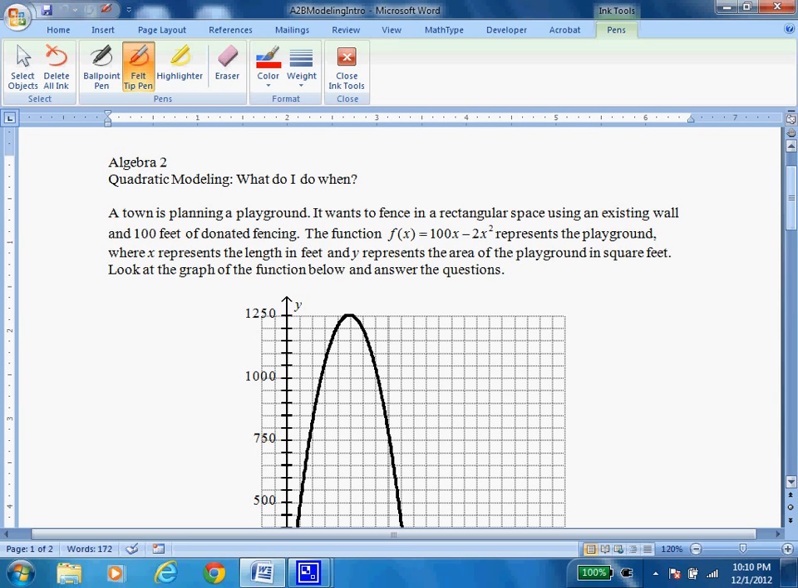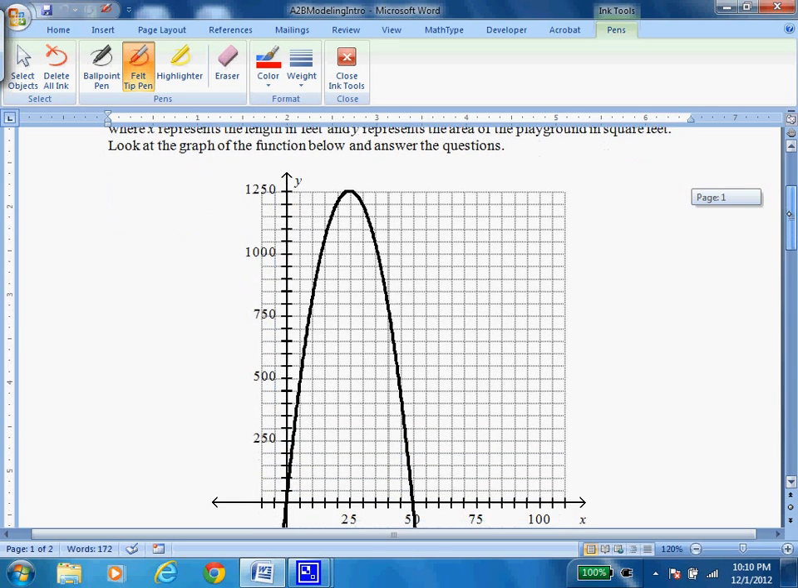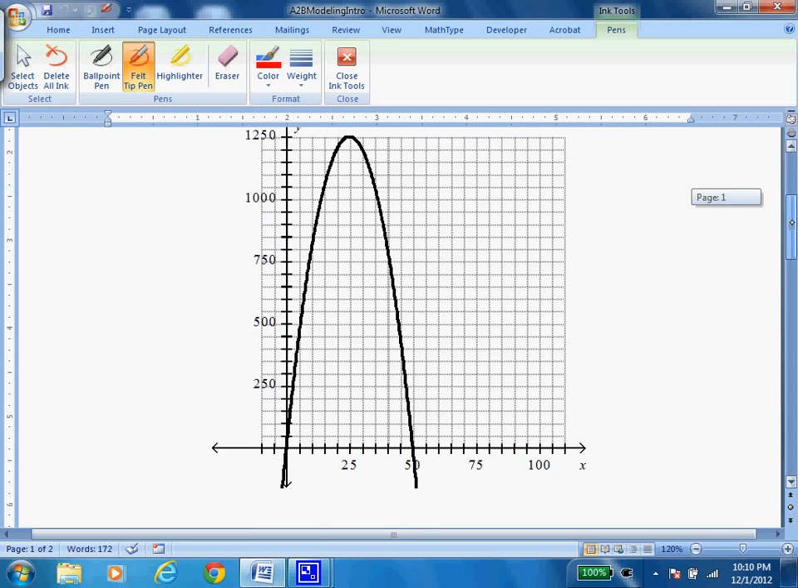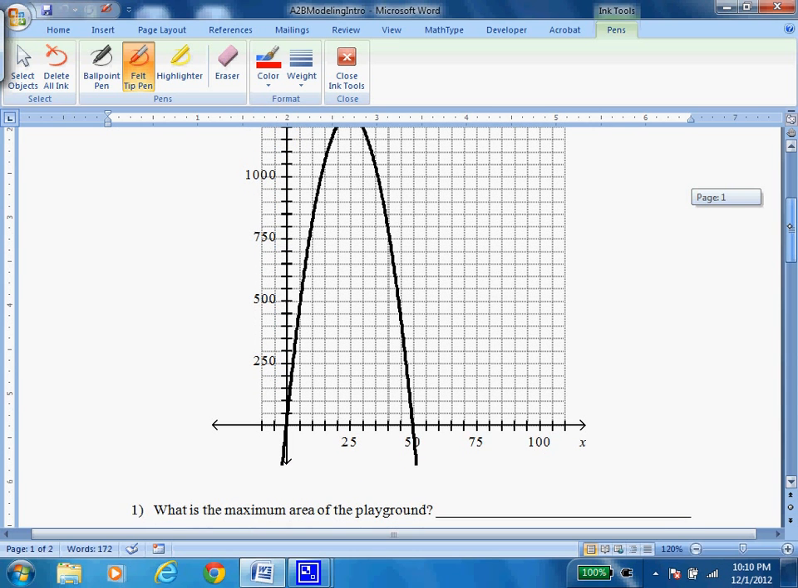For this example, we're going to be looking at a town that's planning a playground and that wants to fence in the rectangular space using an existing wall and 100 feet of donated fencing. The function f of x equals 100x minus 2x squared represents the playground, whereas x represents the length in feet and y represents the area of the playground in square feet. So you'll notice that we have a graph drawn of the function as well as the equation.